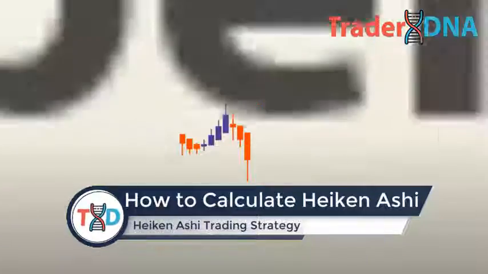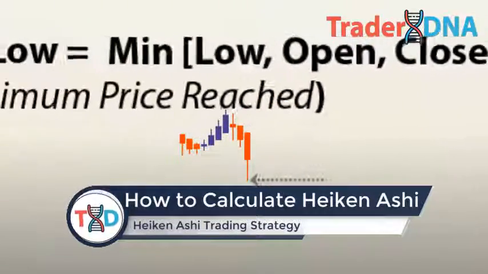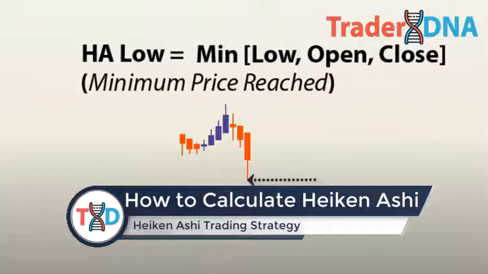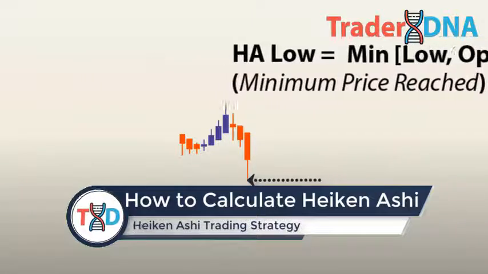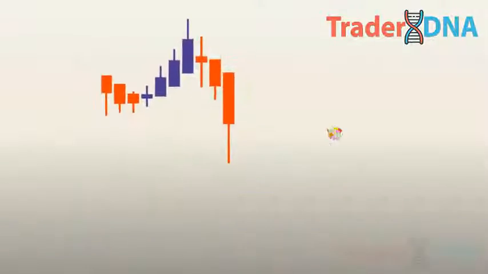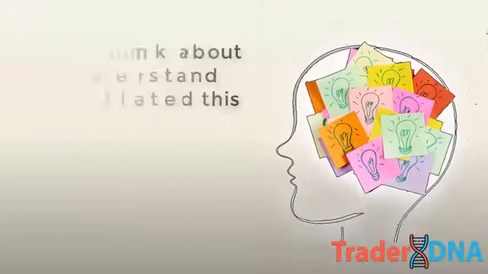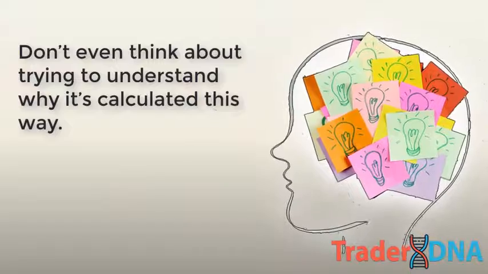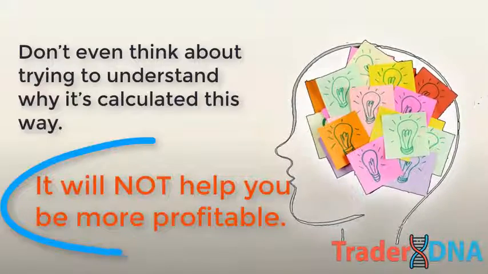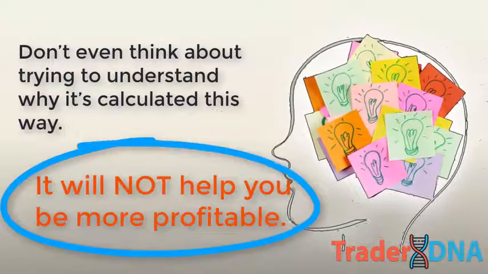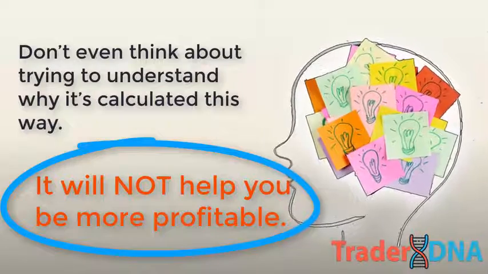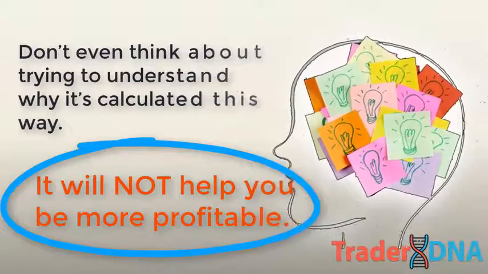Heikin Ashi low equals lowest of low, close, and open. By the way, please don't bother to memorize this formula. And don't even think about trying to understand why it's calculated this way. It will not help you be more profitable or help you become profitable at all. Just understand that it's meant to help you identify trends better in the market.